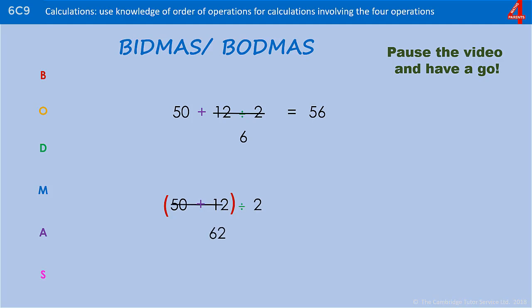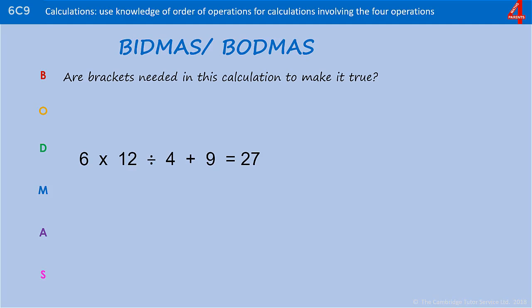62 divided by 2 is 31. And again, we have two very different answers. Sometimes you'll get questions where you're given the answer to a calculation, but you may need to decide if you have to put brackets in to make that answer true. Sometimes you don't need to put the brackets in, it's in the right order.